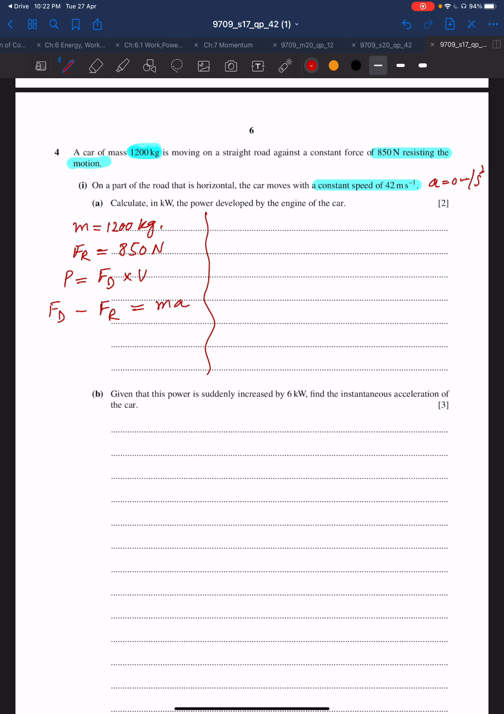So what is the driving force? We have to find out. Resistance force is 850 Newton, and m is 1200 into acceleration is 0. So that means FD, driving force, will become 850 Newton in this case when it is moving with a constant speed. Due to speed being constant, the driving force and the resistance force will be equal, as there is no acceleration.